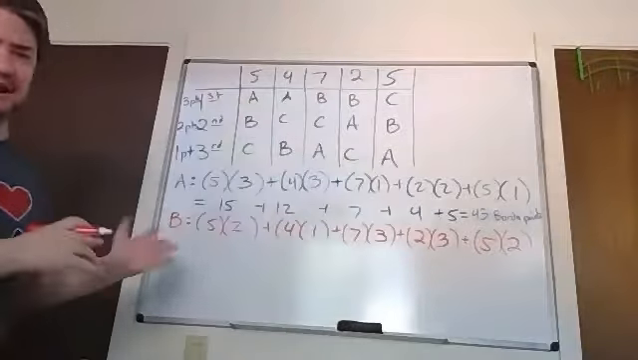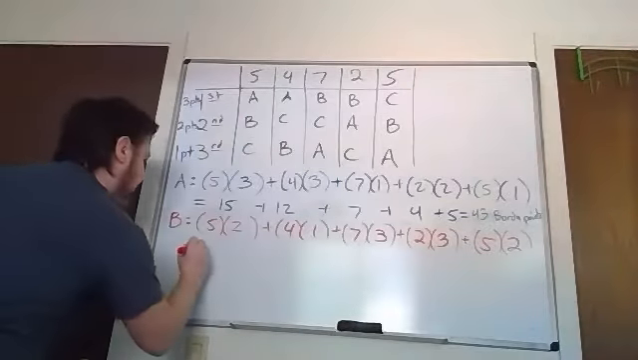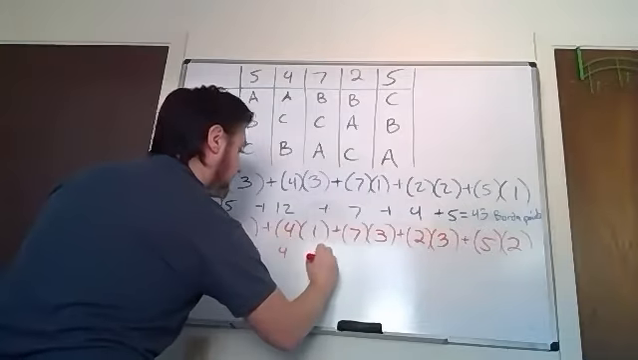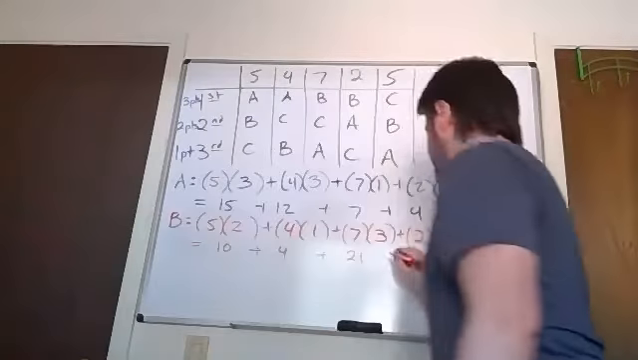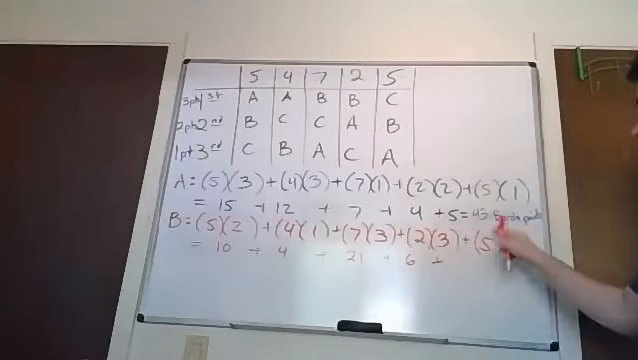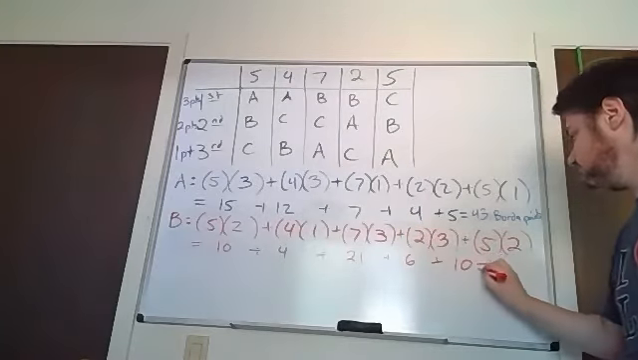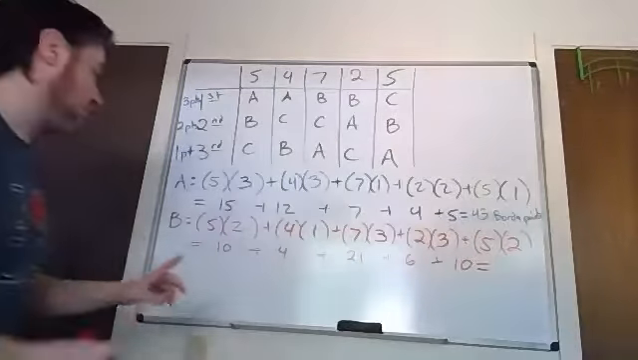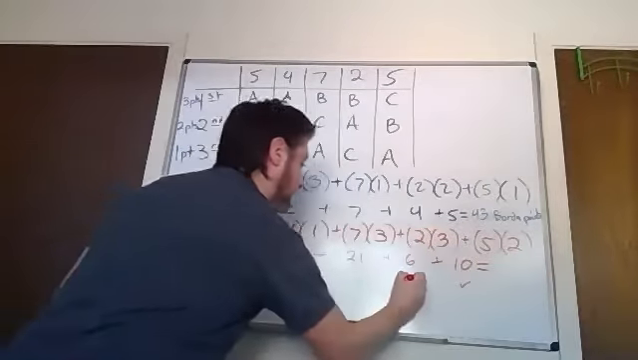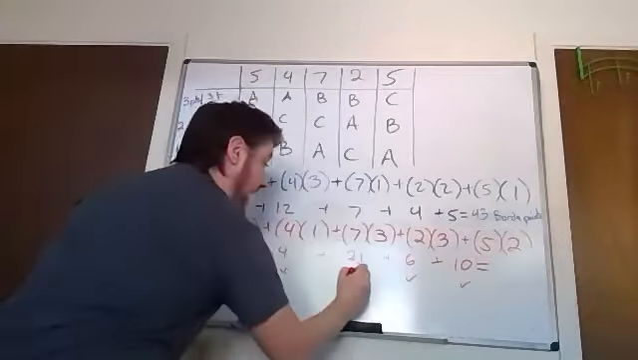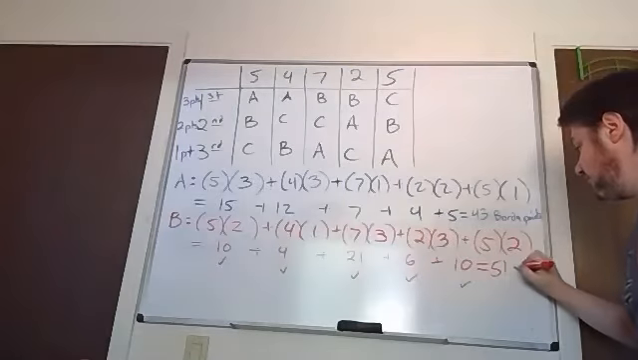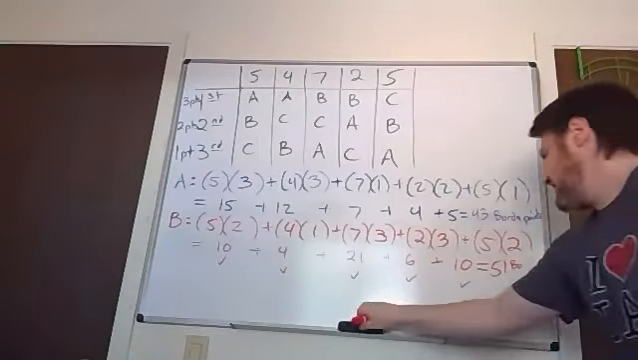All right, and so now again, I'll just multiply and then add them together. So here, 5 times 2 is 10, plus 4 times 1 is 4, plus 7 times 3 is 21, plus 2 times 3 is 6, and plus finally 5 times 2 is 10. Okay. Excuse me. So let's add those up. So 10 and 10 is 20. 4 and 6 makes another 10, so 30. And 21, so 51. 51 Borda points. Or you could just say points.